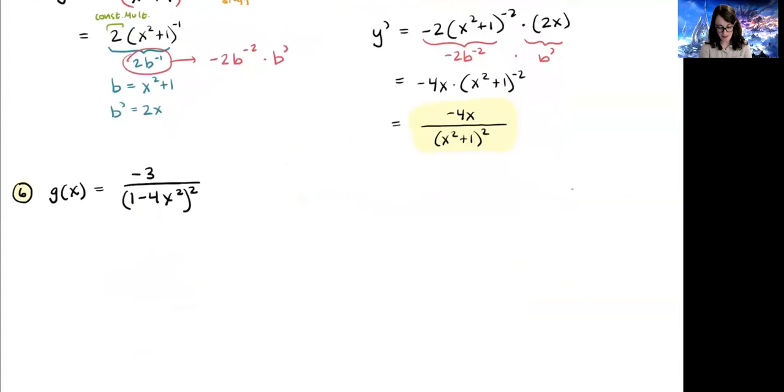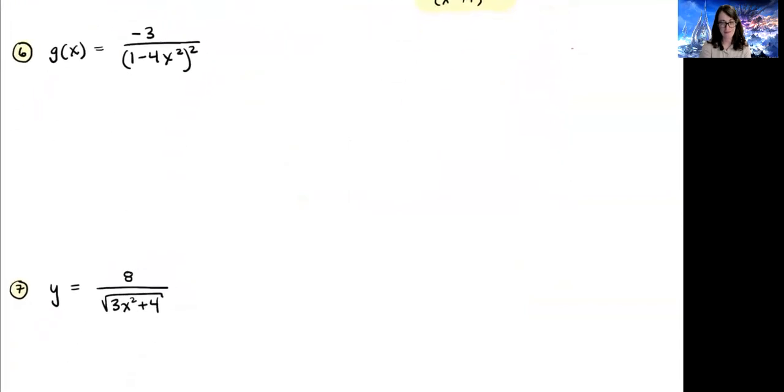Okay, example number 6. This one is very similar to the previous example, so I'd encourage you, if you haven't been doing this already, to pause this video and try this question on your own. So again, here what we have is a number up top and variable stuff in the bottom. So I would recommend to rewrite this to, again, avoid the quotient rule. The chain rule is easier.